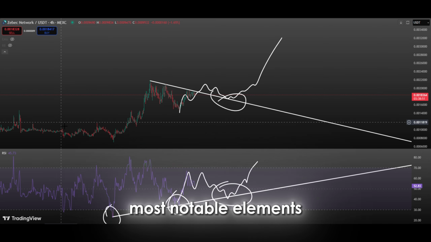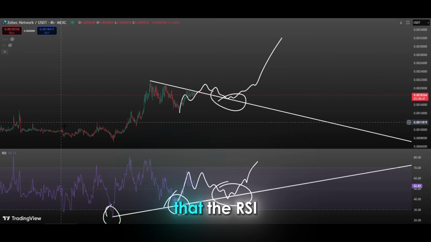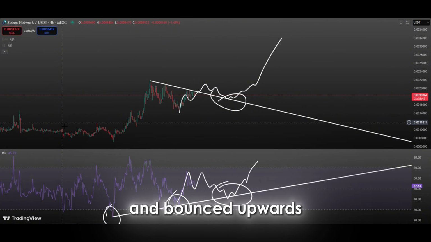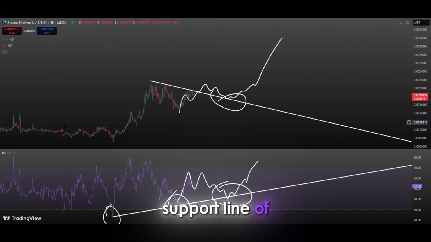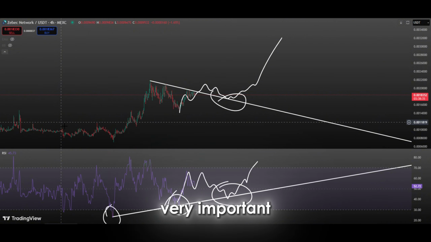One of the most notable elements in this positive pattern is the reappearance of the support level that the RSI had previously tested and bounced upwards. The RSI is currently hovering very close to the support line of this ascending channel, and this area is extremely critical in terms of technical analysis. RSI trends are very important.